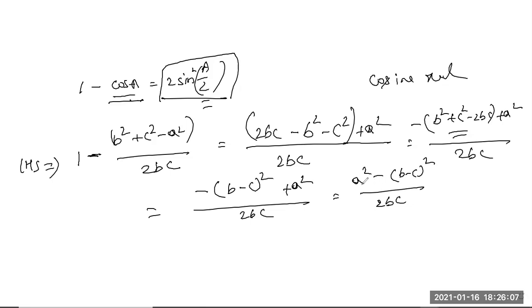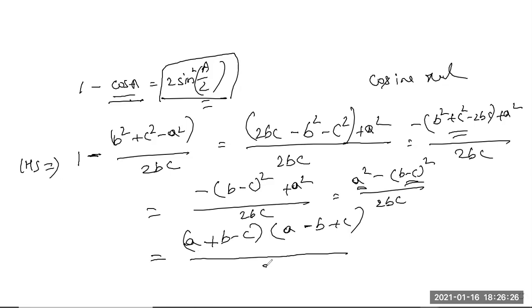So this is like a square minus b square form. You can write it into two factors, which is a plus b minus c times a minus b plus c, right? A plus b into a minus b, because this is a square minus b square, divided by 2bc. So you know that s, a term given by Heron, is nothing but half of the perimeter of a triangle.